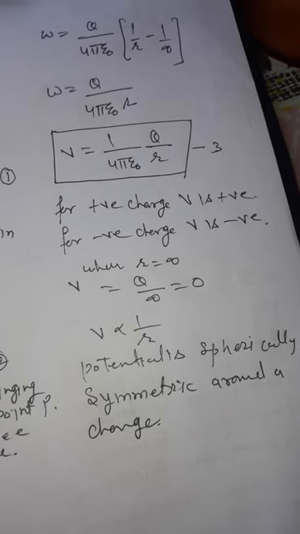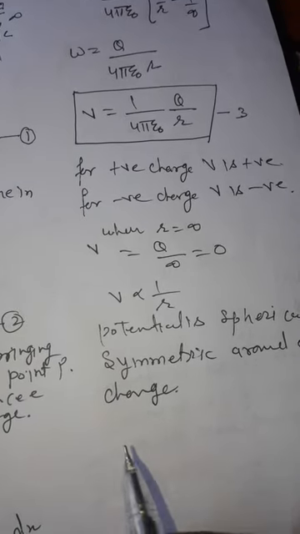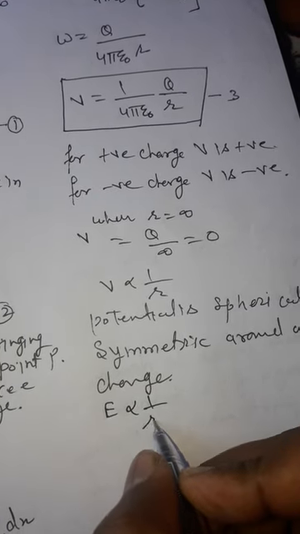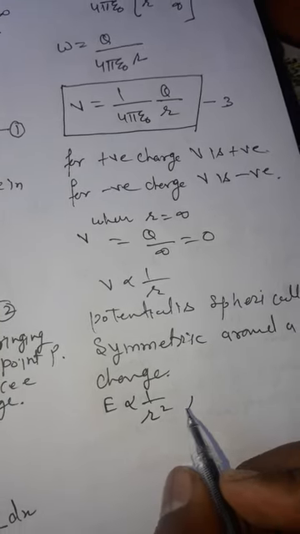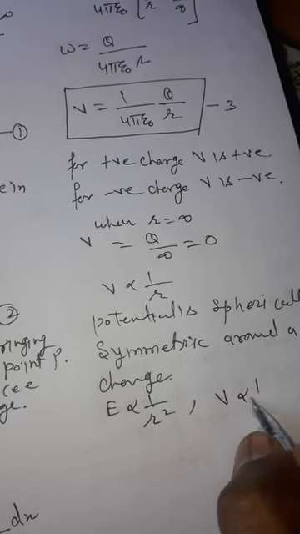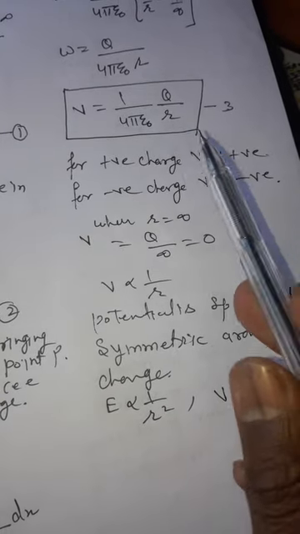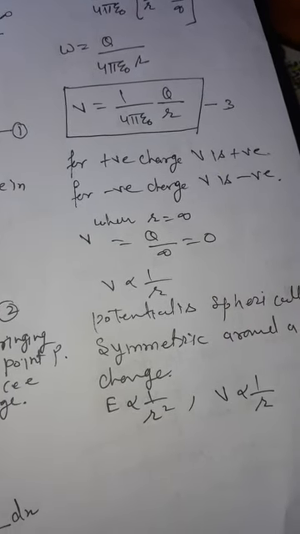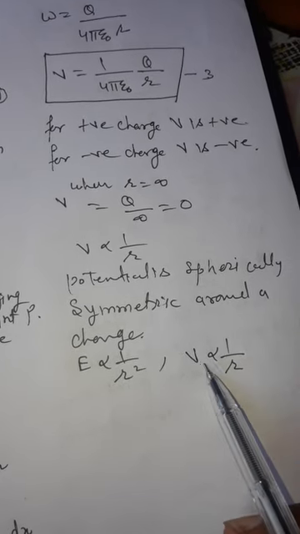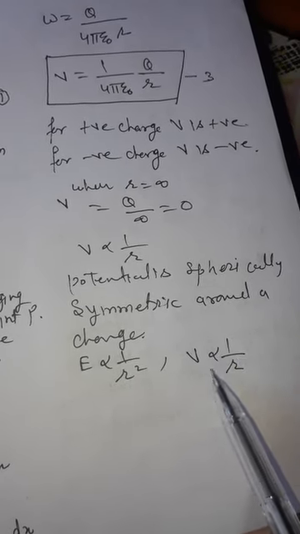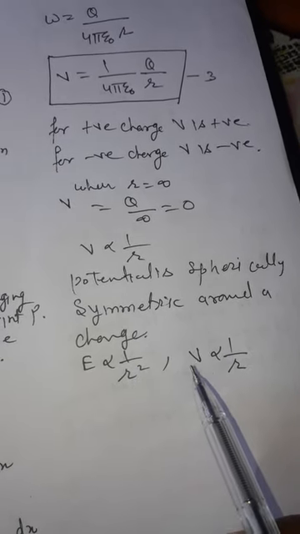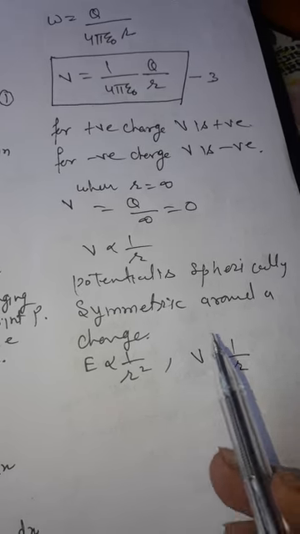The next point is, as it is clear that electric field is proportional to 1 by r square, as we discussed in the previous topic, and the potential is proportional to 1 by r as it is from equation 3. So we can say the curve for electric potential becomes less steep than the curve for electric field when drawn with respect to the distance from the charge.